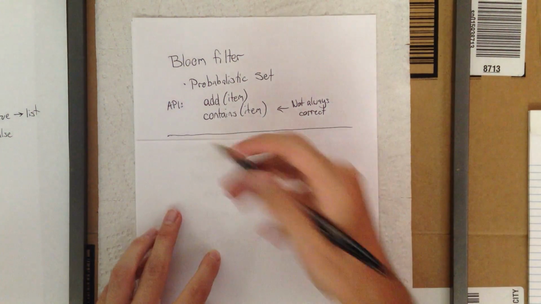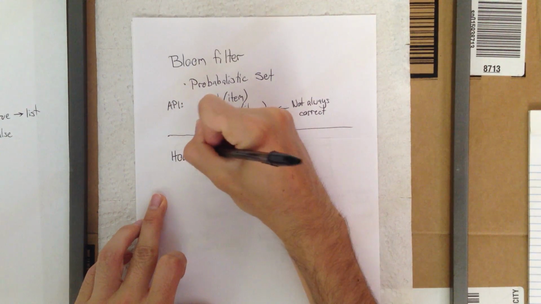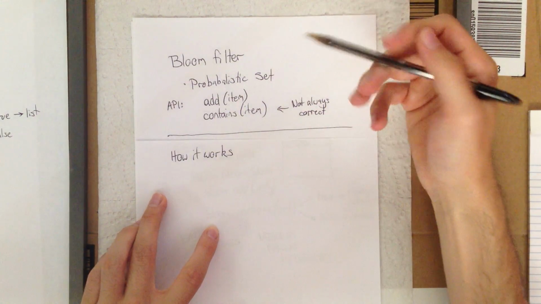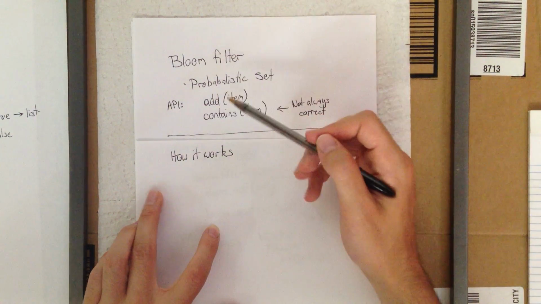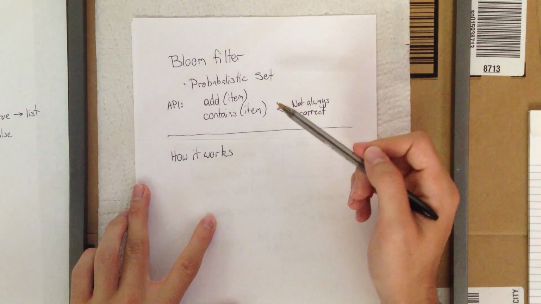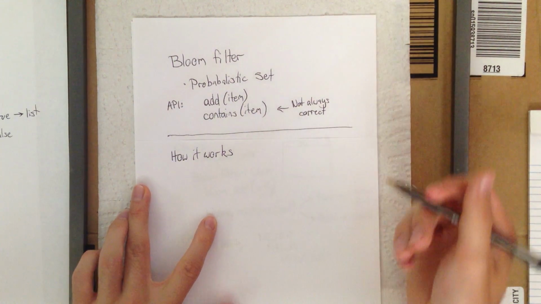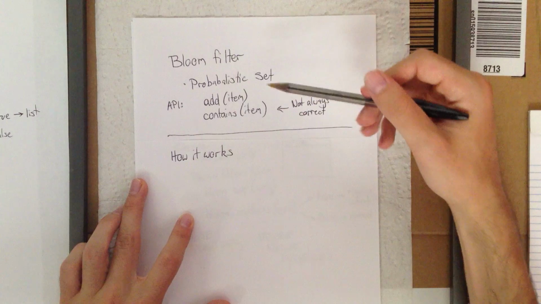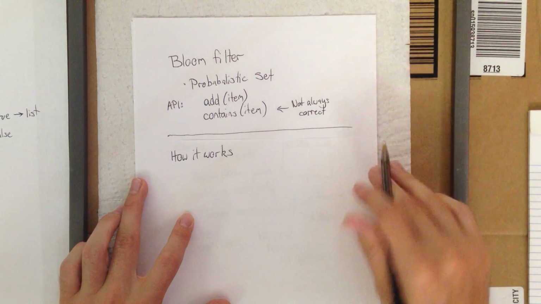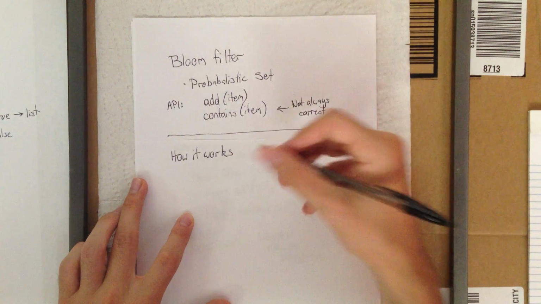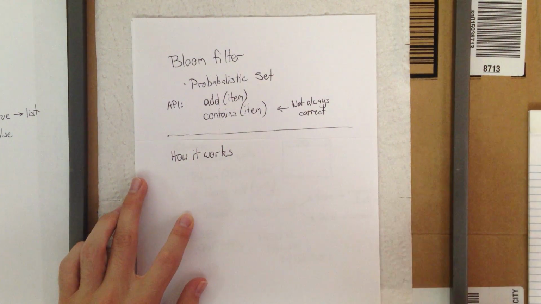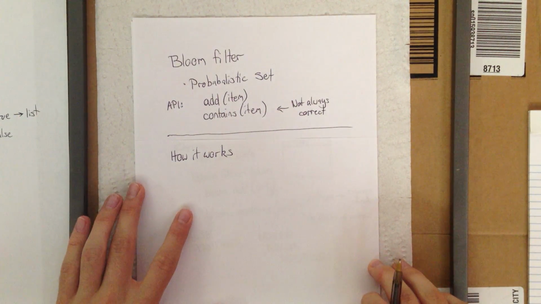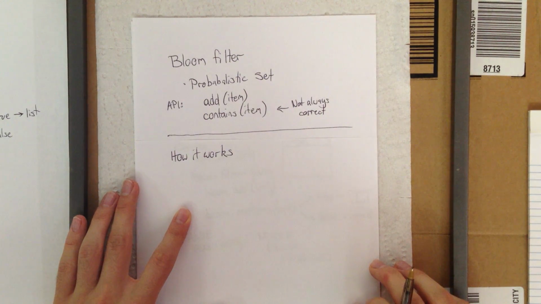Let's now talk about exactly how a Bloom filter works. Remember from the last video that a Bloom filter is a probabilistic data structure that supports adding an item and checking to see if the filter contains an item. It does not support removing an item, and the contains operation, because the data structure is probabilistic, is not always correct. Contains will sometimes say that the Bloom filter does contain an item even when it doesn't. You get false positives. But if a Bloom filter says it does not contain an item, then you know it's correct.